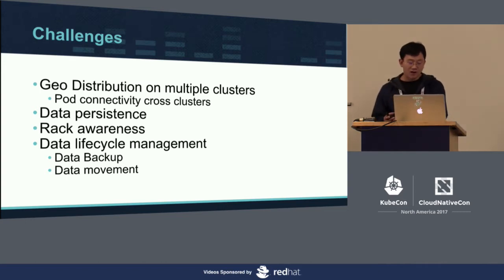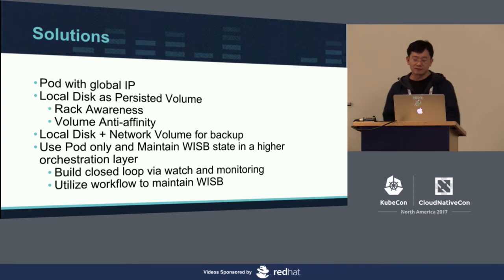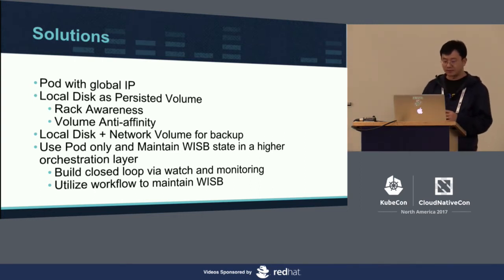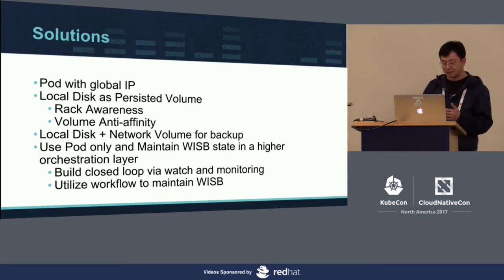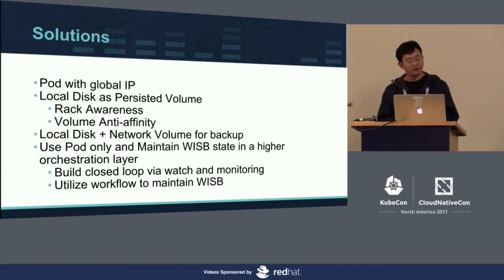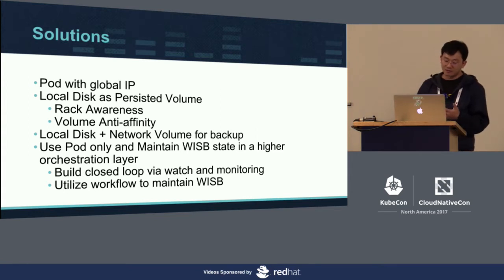So now let's look at how we resolve these issues. On eBay, we are actually a little bit more advanced than the community. I just saw the CNI, the container network interface, so this maybe can also support the requirement like we did in eBay. In eBay, we assign each pod a global IP. That makes it possible, across different Kubernetes clusters, for the pods to have network connectivity.